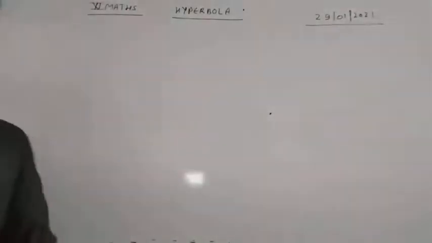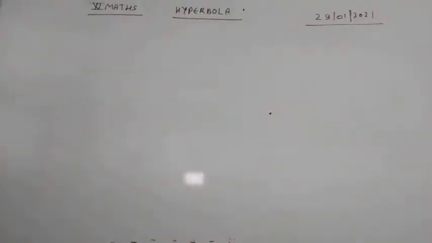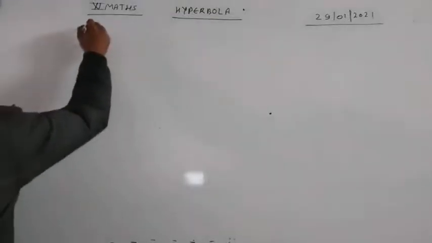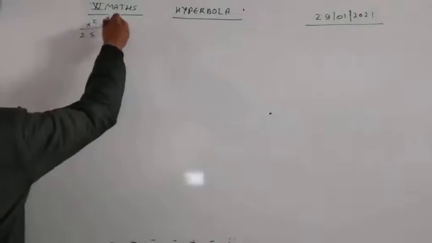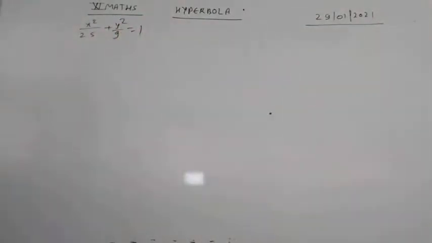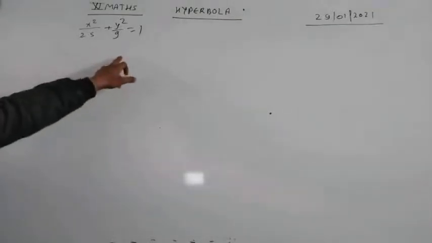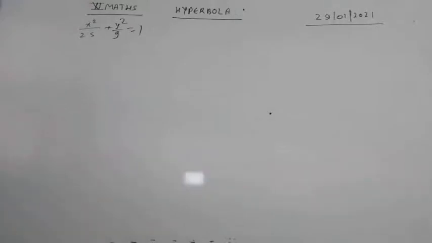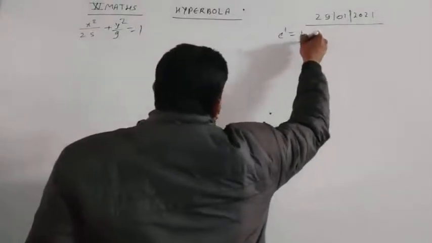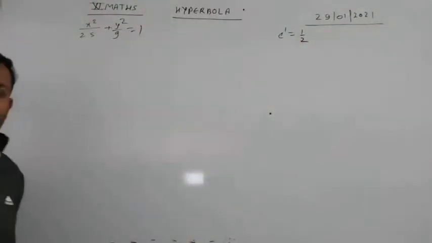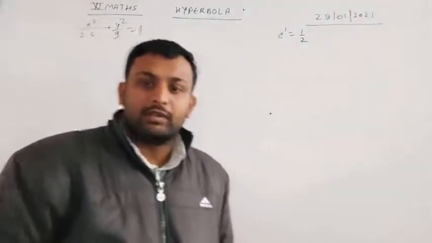Our next question is, students: the foci of a hyperbola coincide with the foci of the ellipse x square by 25 plus y square by 9 is equal to 1. Find the equation of the hyperbola whose eccentricity is 2. Okay, students, so the question says that we have to find the equation of the hyperbola.